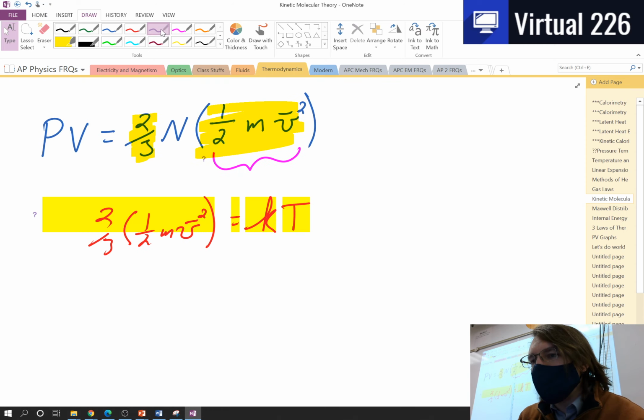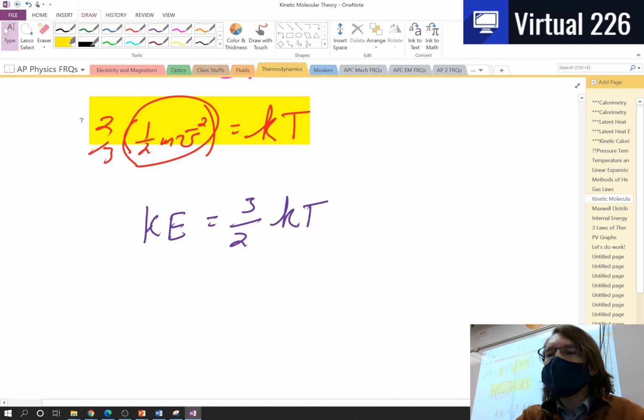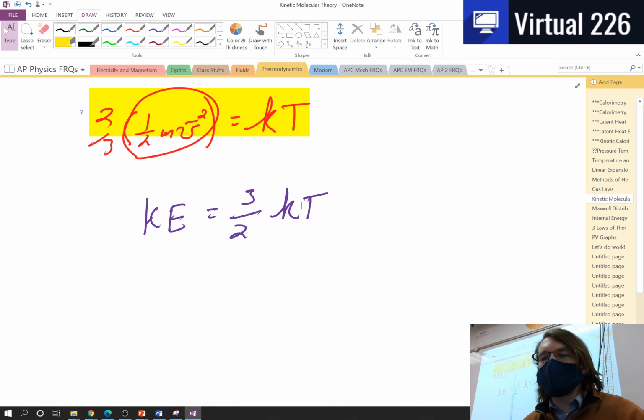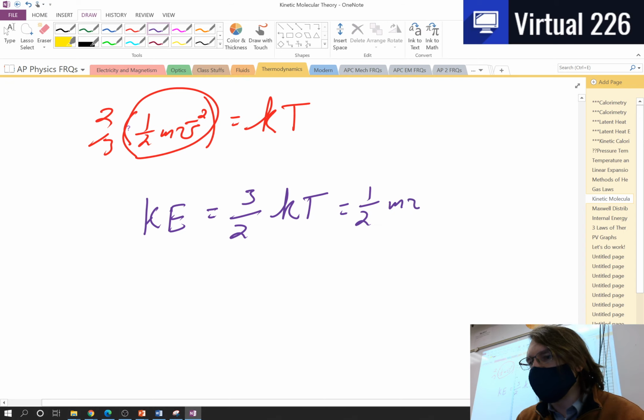So what we can do now is say that kinetic energy here, the 1/2 mv squared, we can just move this 2/3 over to the other side by multiplying to get 3/2 kT. So what we see now is that the kinetic energy of the molecules in this ideal gas as they're zipping around is equal to 3/2 kT, which, just recall, is 1/2 mv squared, in case you forgot.